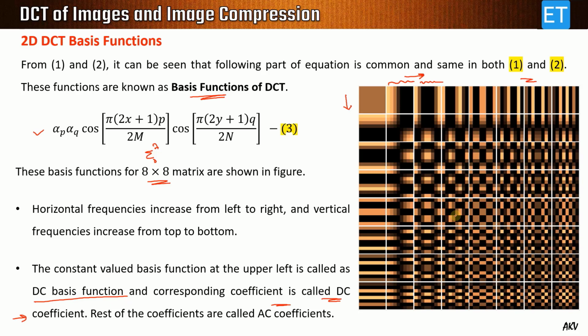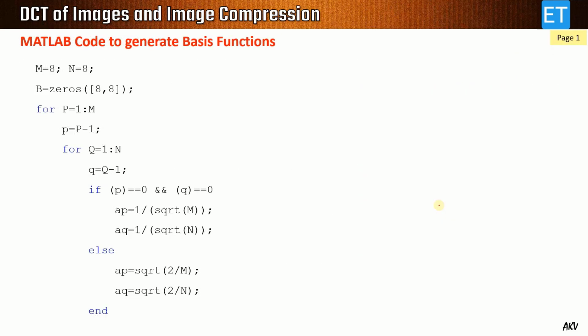So what is the need of calculating the basis function? For a particular size, let's say 8 by 8, we can compute these basis functions and store them into an array, and later they can be utilized to compute the DCT of a particular image segment of 8 by 8 size. Okay. So this is the MATLAB code to generate these basis functions.